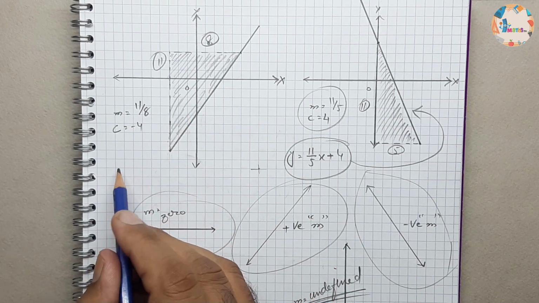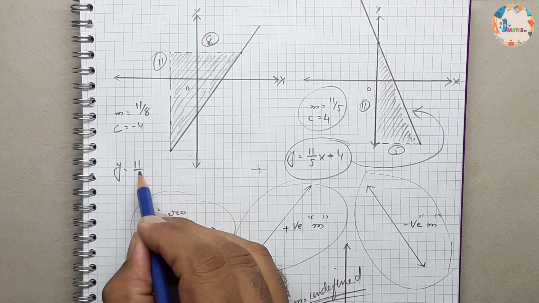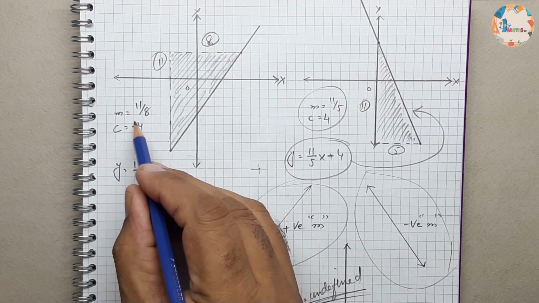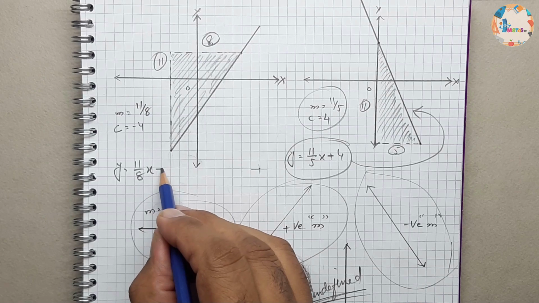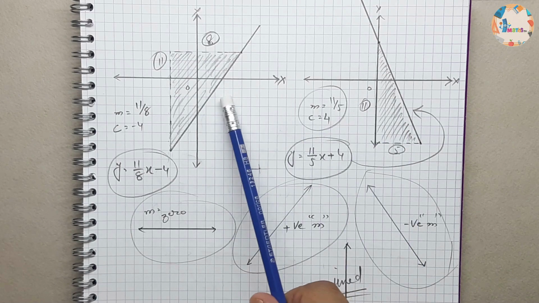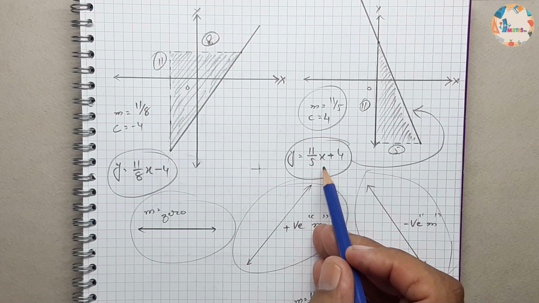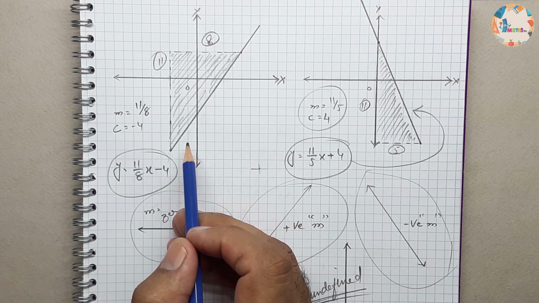Now we can write the equation: y is equal to m, which is 11 over 8 x, and plus c, which is minus 4. So we write minus 4. This will be the equation. This is how, if equations are already plotted, we can reach the equations as easily as possible. But before going to this one, you should see what we have done.